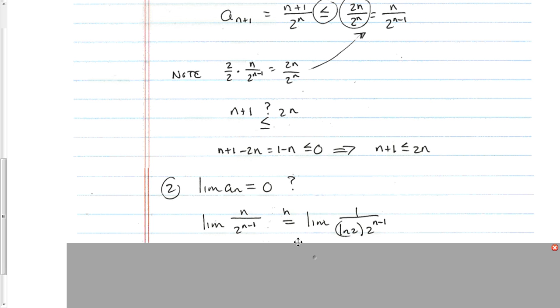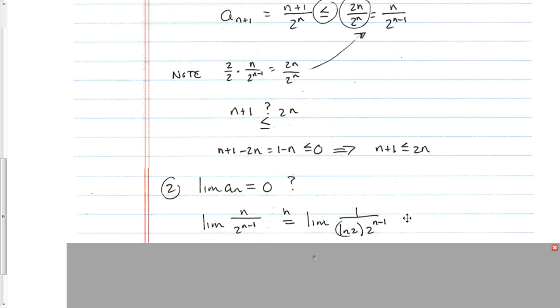So L'Hopital's rule will apply, and when we use L'Hopital's rule, we take the limit of the derivative of the numerator over the derivative of the denominator. Well, the derivative of n with respect to n is 1. The derivative of 2 to the power n minus 1, we have to go way back. It's the natural log of the base 2 times 2 to the power n minus 1 times the derivative of the power n minus 1, which is just 1.